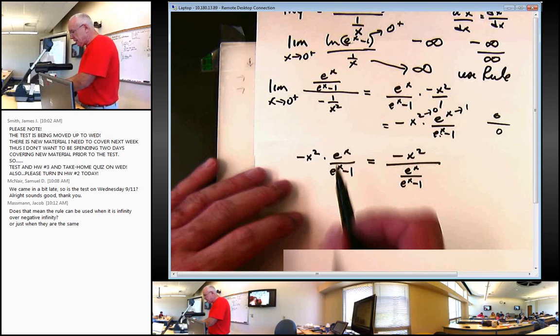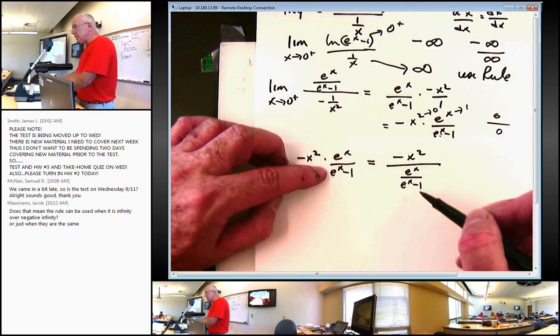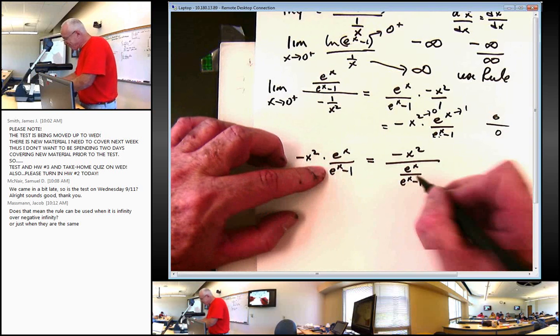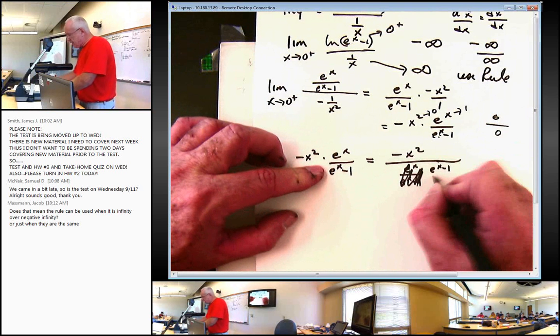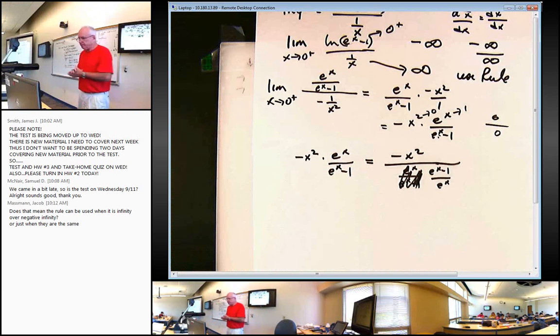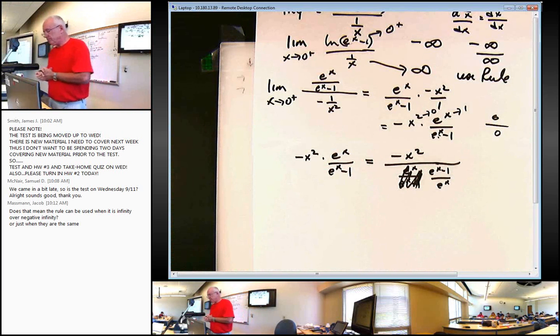So there's some tricky algebra involved here. I'm taking this, putting it in the denominator, but I have e to the x minus 1 over e to the x. I have to do the reciprocal. All right.